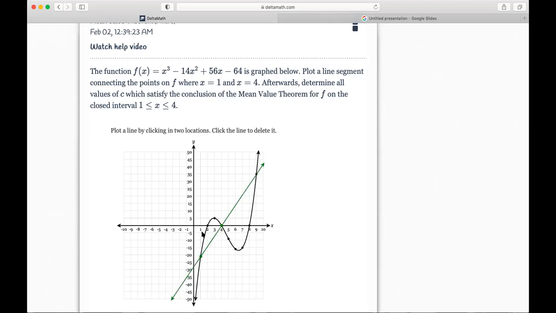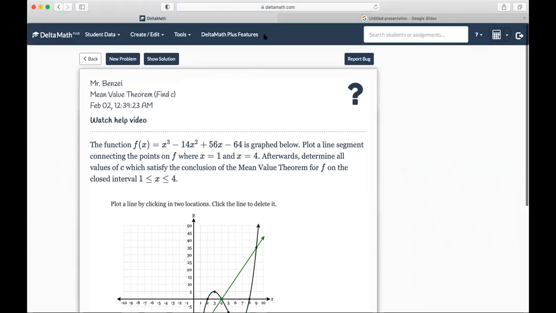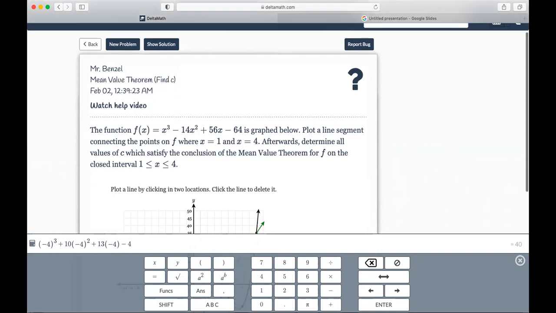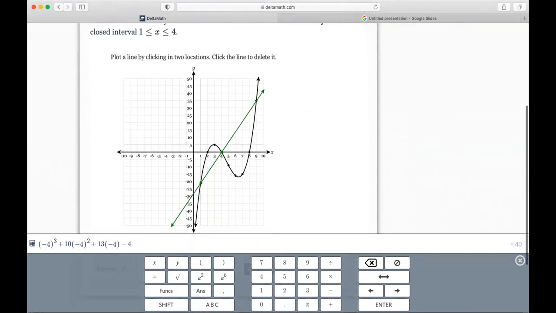And what I may want to do is kind of think about where it's parallel, and that gives me maybe an approximation for where that average rate of change is matching that instantaneous rate of change. So I'm thinking here that it's probably going to be around 2 or 3 for the value of C. So I'm going to fire up the Delta Math calculator here, and we are going to go forth and compute.